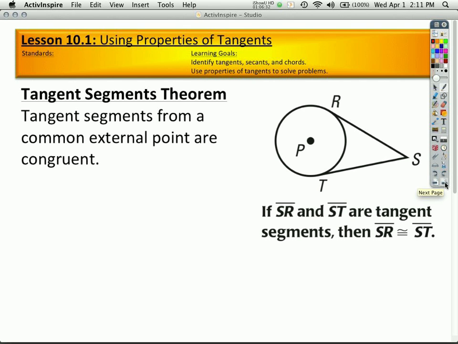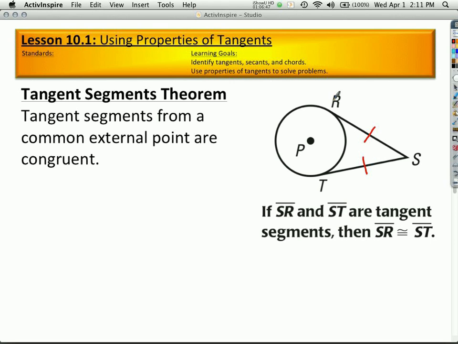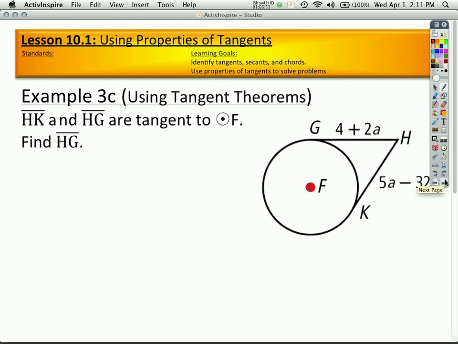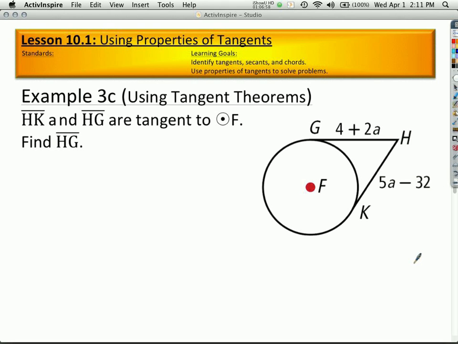Now, the tangent segments theorem. If two tangents have a common external point, then the two tangents are congruent. So again, we can say that that is congruent to that, if these are both tangent to the same circle. And we can use that to solve some problems. So example 3c, segment HK and segment HG are both tangent to circle F. Find HG.